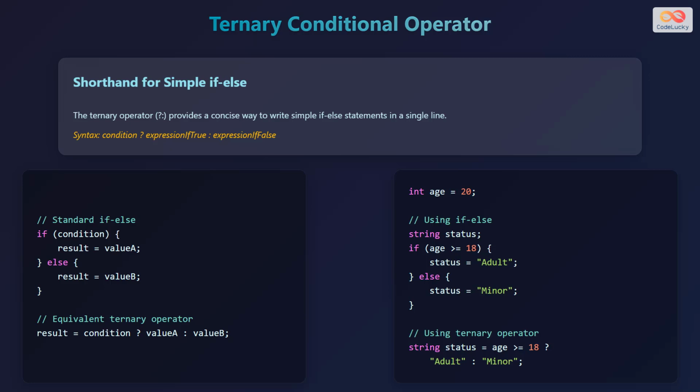Here's a code example. We declare an integer variable age and set it to 20. Using the if-else statement, we check if age is greater than or equal to 18. If so, status is assigned the string "adult". Otherwise, it is assigned "minor". The ternary operator achieves the same result in one line. The variable status is assigned "adult" if age is greater than or equal to 18. Otherwise, it is assigned "minor".